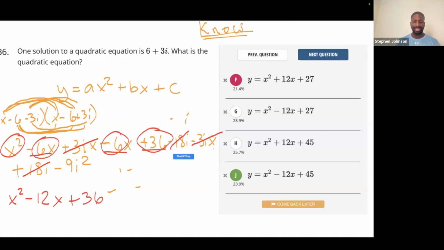And minus 9i squared. i squared is equal to negative 1. So negative 9 times negative 1 is positive 9. So this will become a positive 9. All right, continue combining like terms. 36 plus 9 is 45. Therefore, our answer here is x squared minus 12x plus 45. And that's the reason why choice J is the right answer.